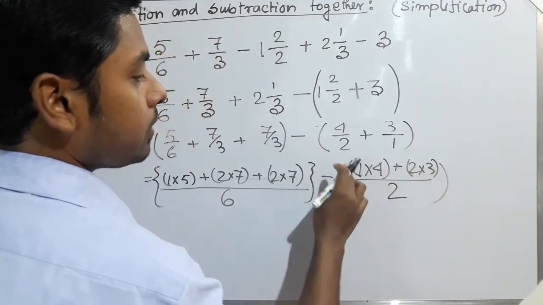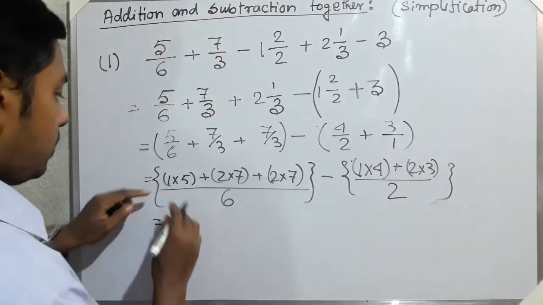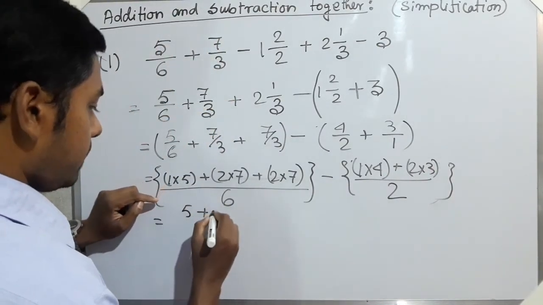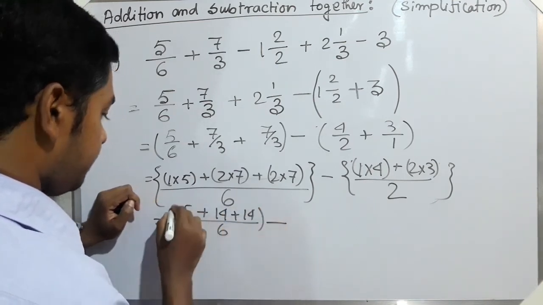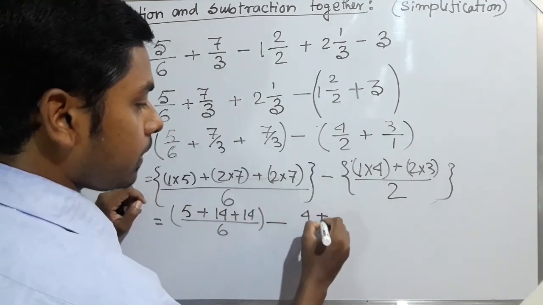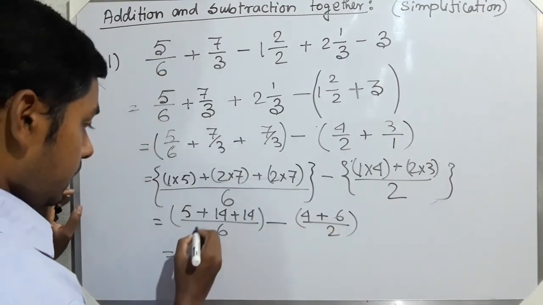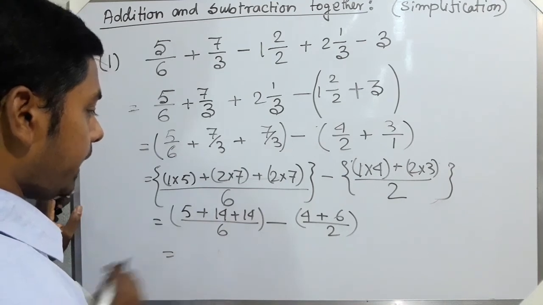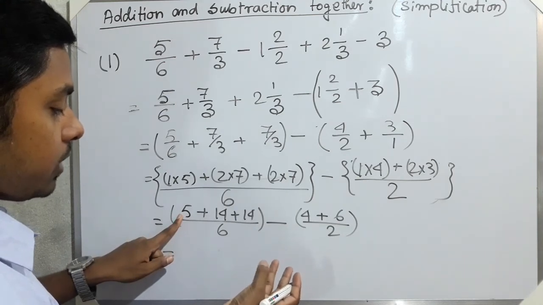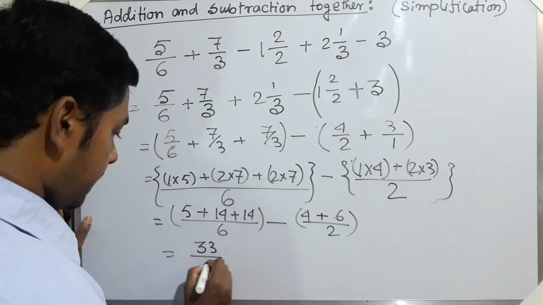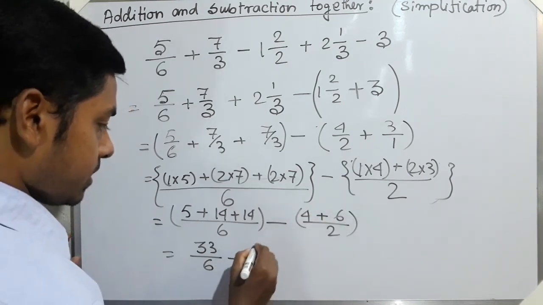Whenever we have used a small bracket, this bracket we have to change into a curly bracket. Now 5 ones are 5, 7 twos are 14, 14 by 6, minus 4 ones are 4 plus 3 twos are 6. Now 14 plus 14 is 28, 28 plus 5 is 33, so 33 by 6, minus here 4 plus 6, 10 by 2.